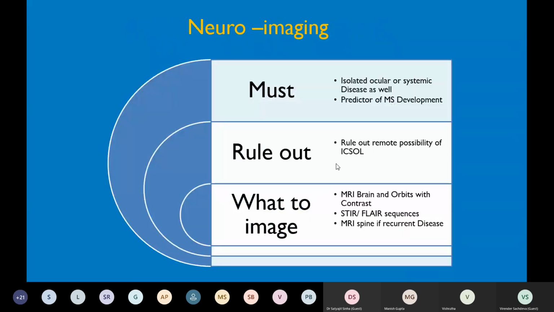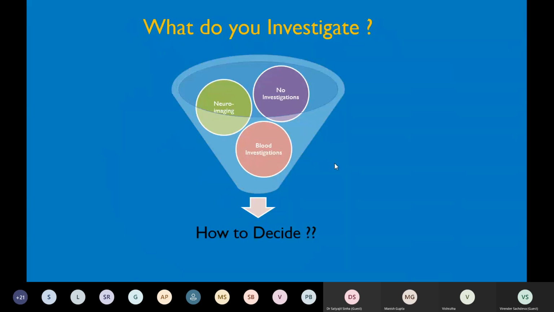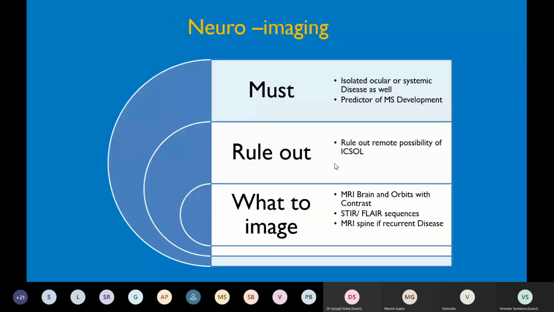How do we investigate a patient? The majority of these patients need MRI as a first line investigation. The idea is to rule out some other pathology such as a space occupying lesion, but more importantly to find the damage in the optic nerve and the brain, as it's a predictor of the underlying disease. We obtain MRI brain and orbits with contrast in all patients, and we should obtain special sequences because of the lesions in the periventricular areas. And if it is a recurrent optic neuritis, we also obtain an MRI spine.